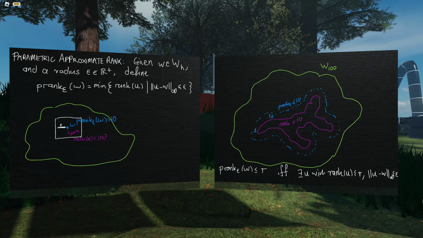So we can turn to discussing computing the parametric approximate rank and how hard or easy that might be. But I'll again pause for questions.